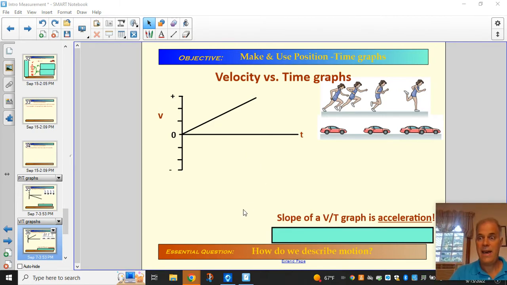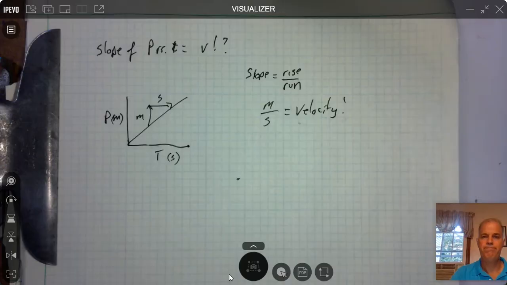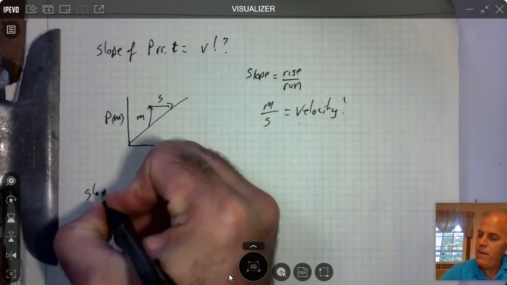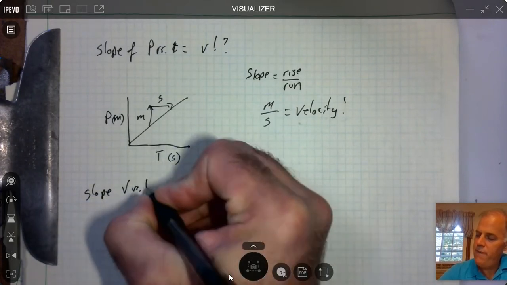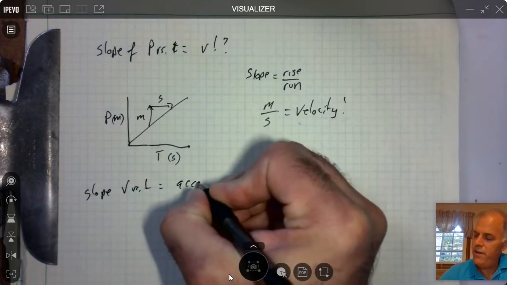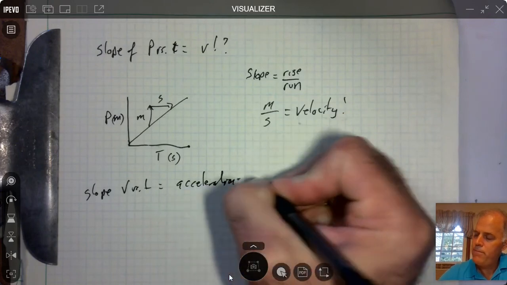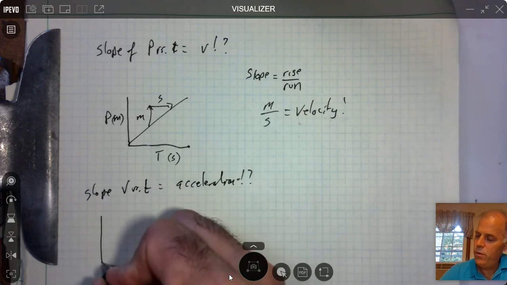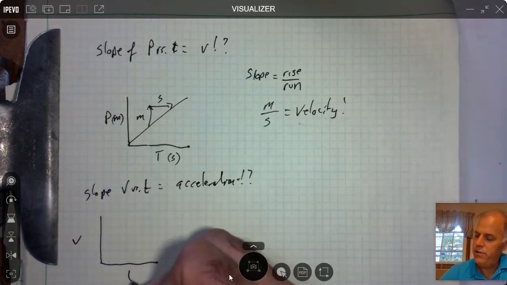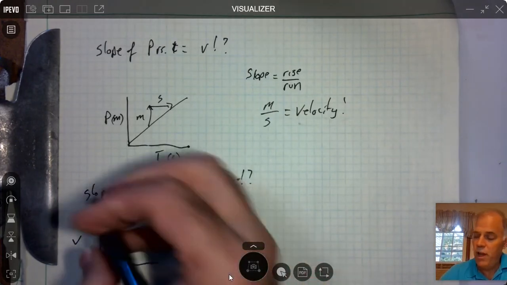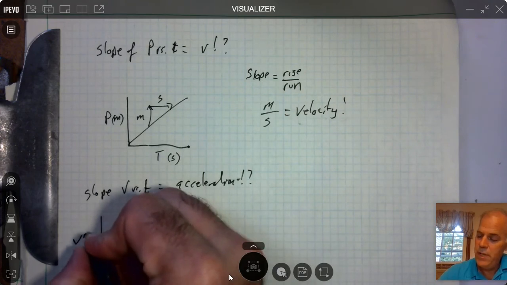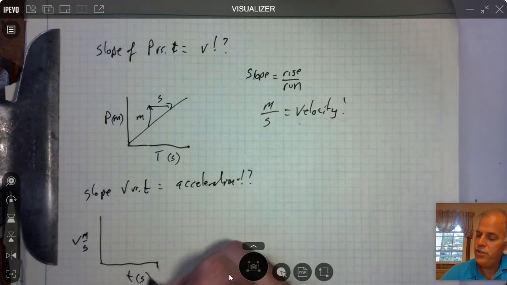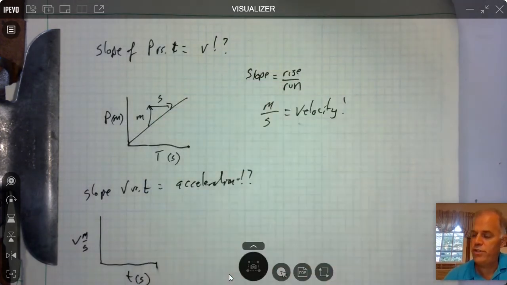Okay. Now, how does that work out on the paper? Let's look at this. So, slope of v versus t equals acceleration. That's supposed to be a t. Okay, so we have velocity versus time, and our units of velocity are meters per second, and our units of time, again, are seconds, just like they were up here before on the position versus time graph.